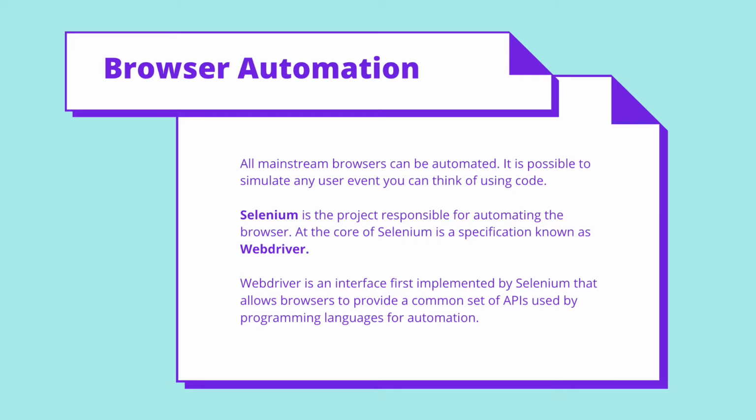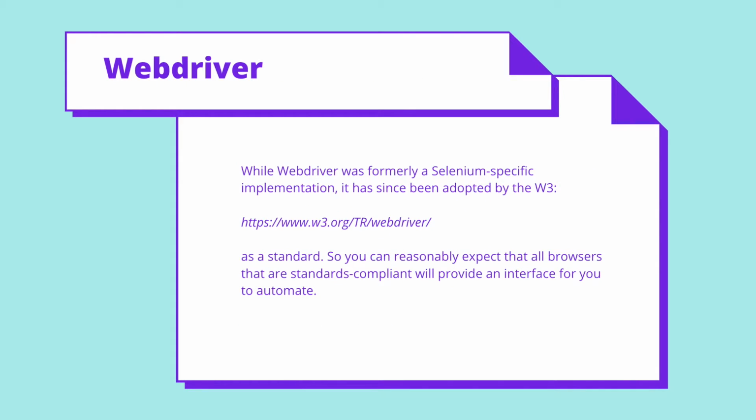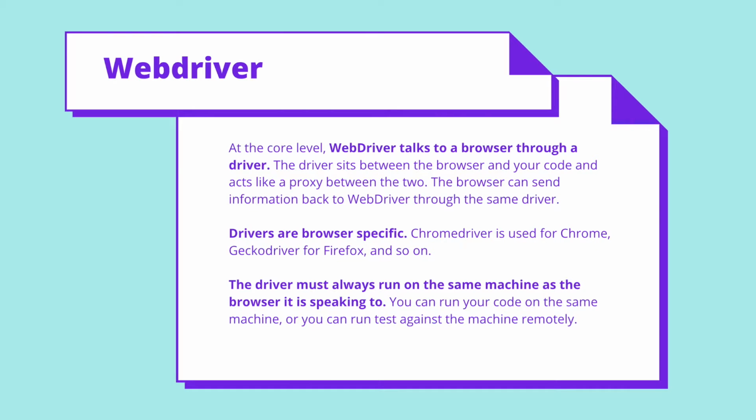Selenium is a project that allows you to automate the browser. At its core is a specification known as WebDriver. WebDriver is an interface that was first created and implemented over at Selenium, and it allows browsers to provide a common set of APIs used by programming languages for the purposes of automating the browser. WebDriver used to be just a Selenium thing, but it's actually now a standard that all browsers adopt. You can reasonably expect that any browser that's compliant with W3 standards will provide an interface using WebDriver for you to automate against. So how does it work?